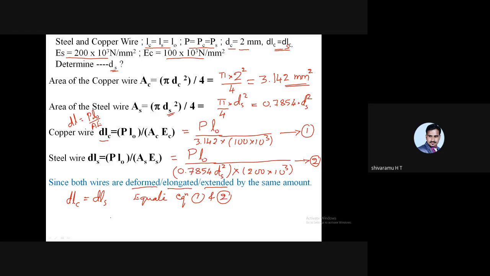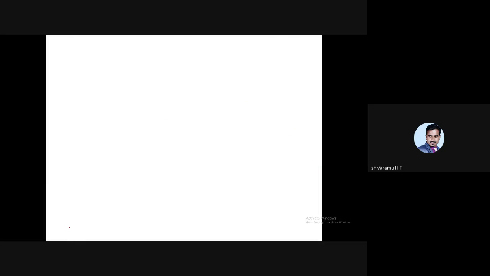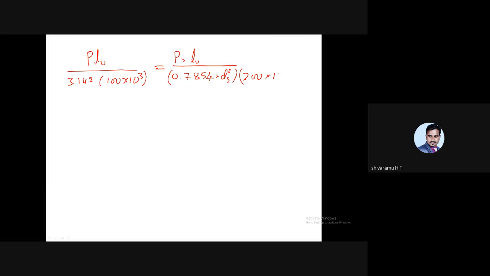So what equation 1 is stating is, equation 1 is indicating P L naught divided by 3.142 into 100 into 10 power 3, is equal to the deformation of the steel wire, which is P into L naught over area of cross section, we expressed in terms of ds square, 0.7854 into ds square, into the Young's modulus of the steel material, 200 into 10 power 3 Newton per millimeter square.